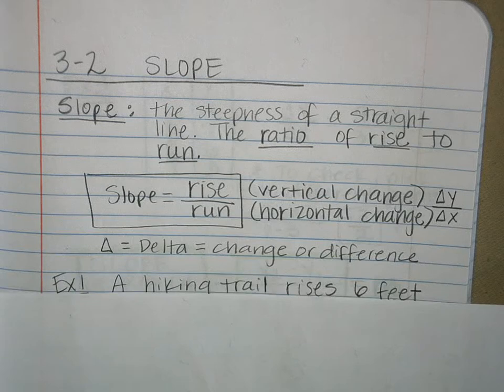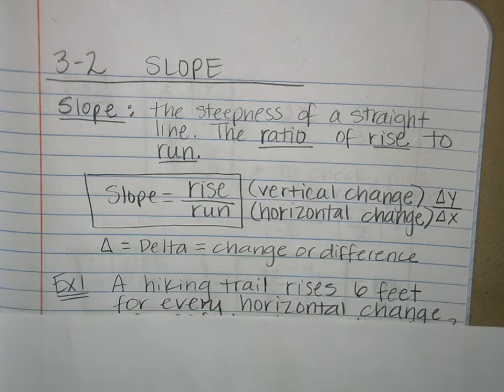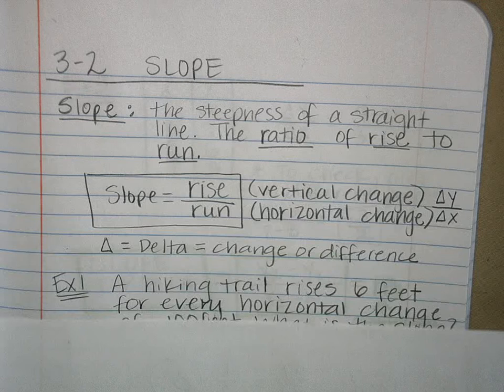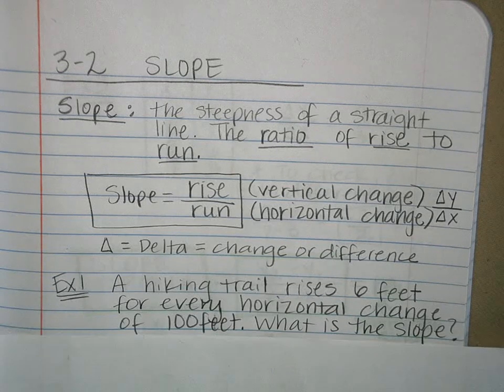Here's an example for you. A hiking trail rises 6 feet for every horizontal change of 100 feet. What is the slope? So it's rising up 6 feet, going up for every 100 feet this way. So it's rise over run. Rise 6 feet over run 100 feet.